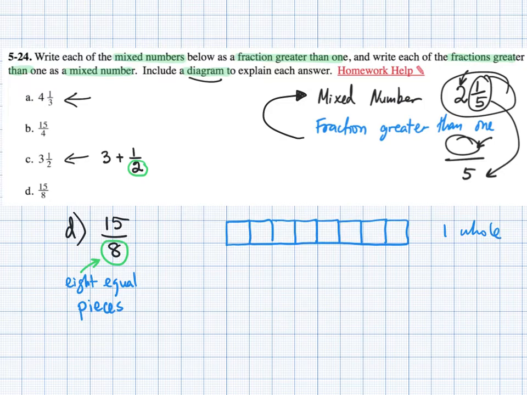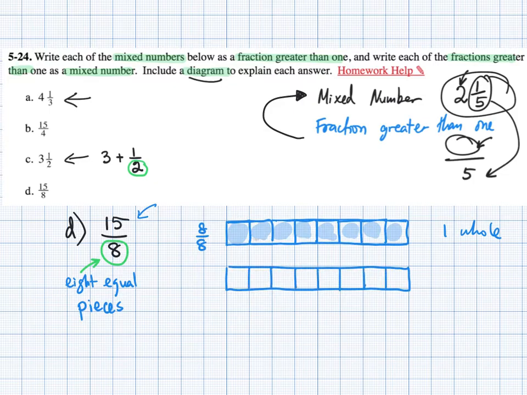And then I need to make sure I can shade 15 of them. But right now I can only shade 8 of them, right? So I need to draw more. So right now this is 8 eighths. So if I shade, I need 15. 1, 2, 3, 4, 5, 6, 7, 8 of them. So I need another whole. So when I'm shading 8, and here will be the 9th one, 10, 11, 12, 13, 14, 15.